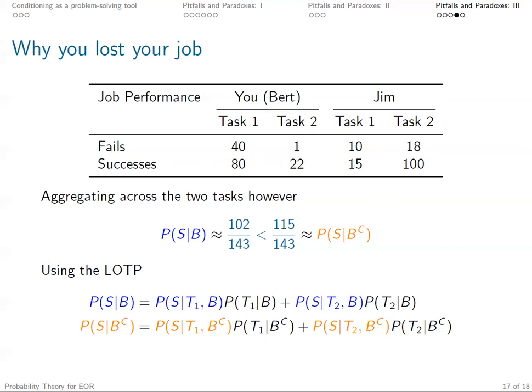Now, if we look at what's really going on, let's link the conditional probability of S given B to what we have already calculated, and also the conditional probability of S given Jim is doing the job, with the values we have seen before. According to the law of total probability, we know these 2 conditional probabilities can be calculated in this way.